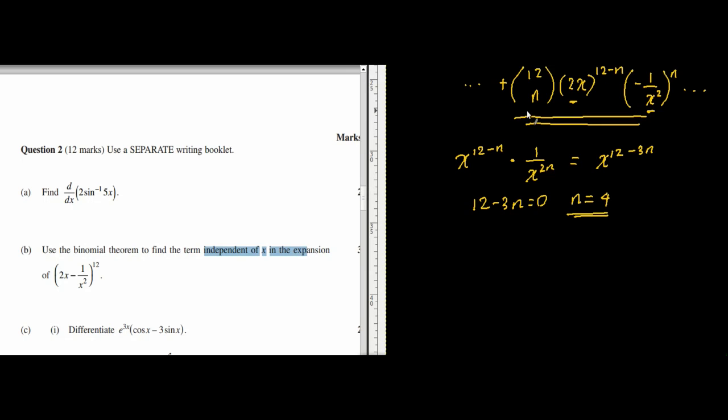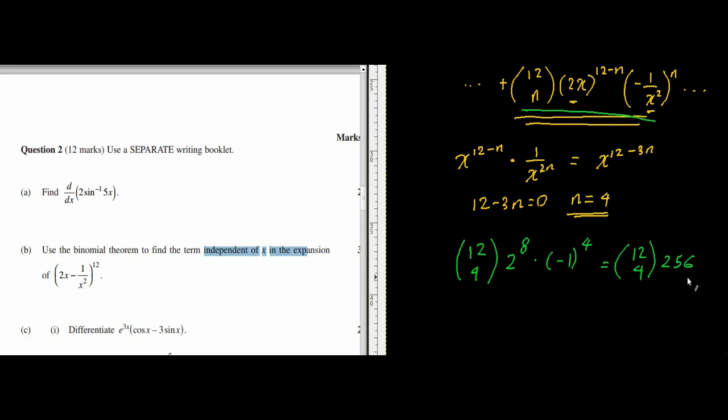So coming back to this, right? Now I'm going to write out the actual term. I'm going to worry about the constants. So it's going to be 12 choose 4, 2 to the, so 12 minus n is going to be 2 to the 8, multiplied by minus 1 to the power of 4. So we know that this is going to become 1. So the final answer is 12 choose 4, times 256.